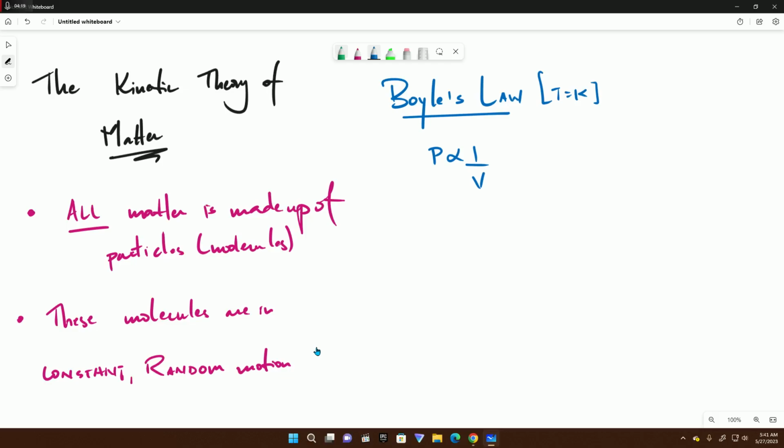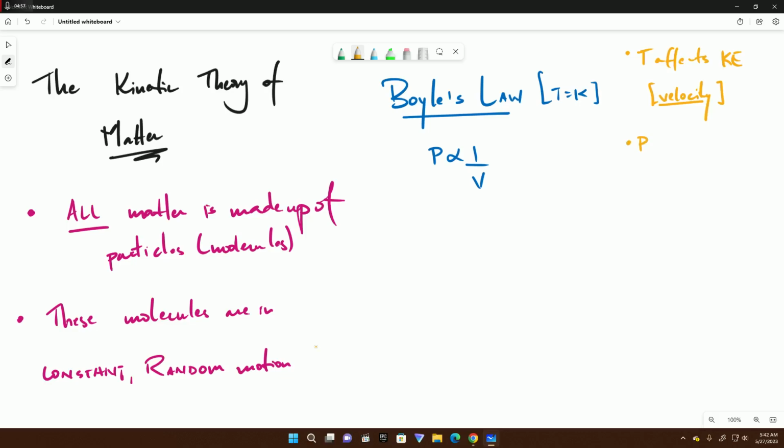When using the kinetic theory of matter to explain the gas laws, we have to remember two things that apply everywhere all the time. The first thing is that temperature affects kinetic energy or velocity of molecules. If you go back to the definition, temperature is defined as a measure of the kinetic energy of the molecules in a body. That's one.